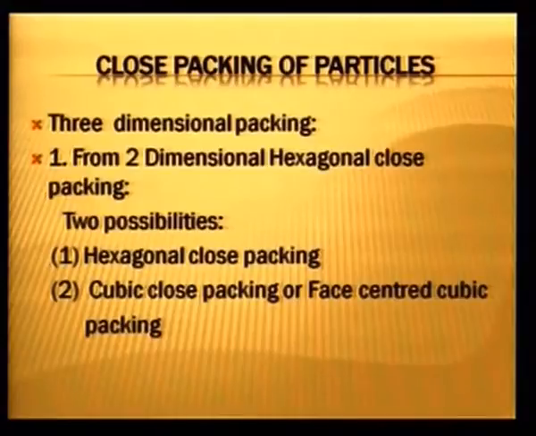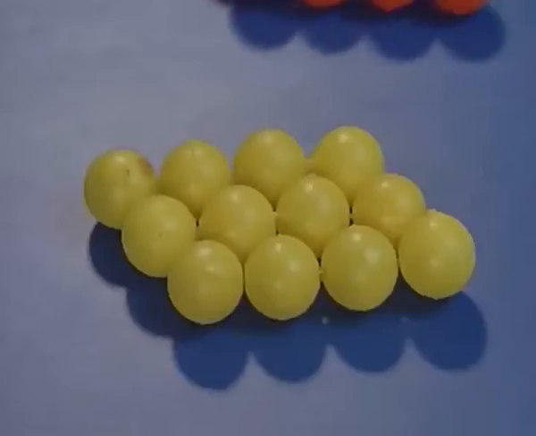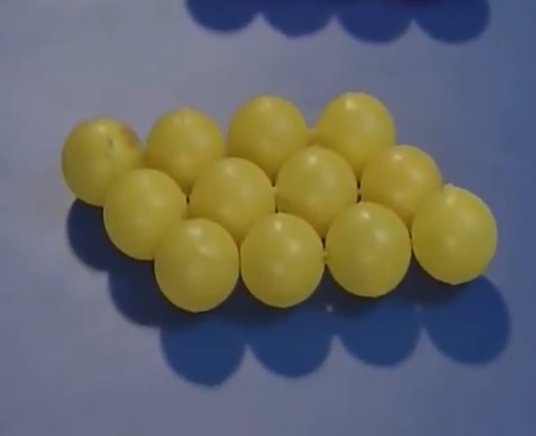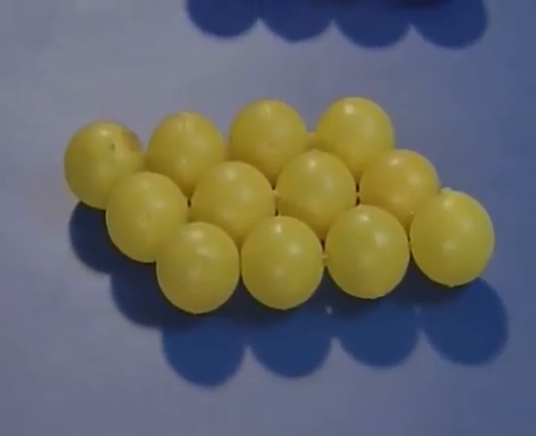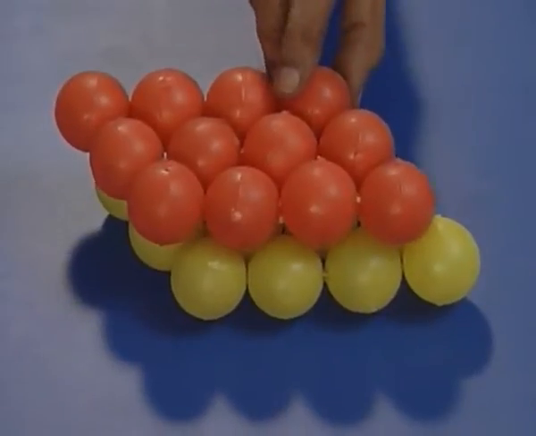If we start from hexagonal close packing, there are two possibilities. We get the hexagonal close packing and cubic close packing or face centered cubic packing. The main features of this is that both these 3-dimensional arrangements are equally efficient. Their coordination number is 12. Let us see this kind of packing with the help of balls. One layer has been made by joining 3 different rows. Then we have second layer also. I can place the second layer above the first.